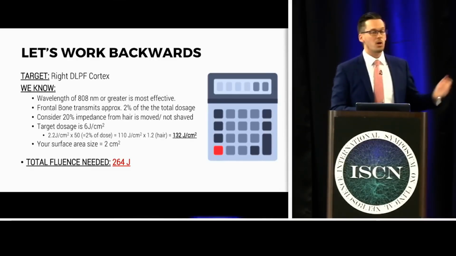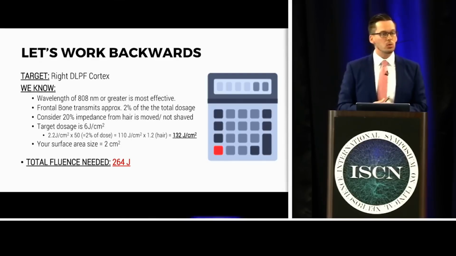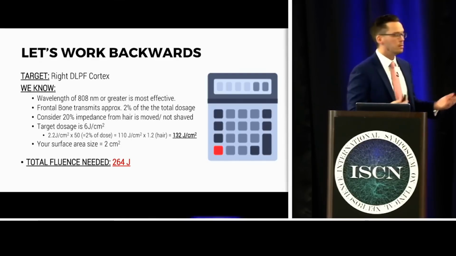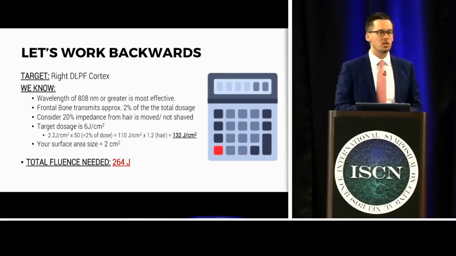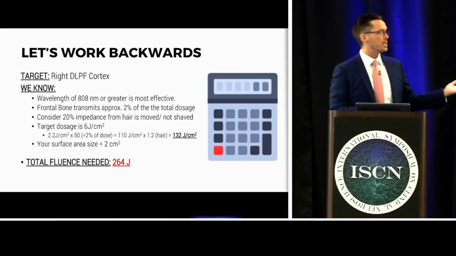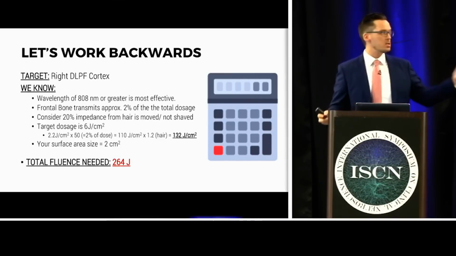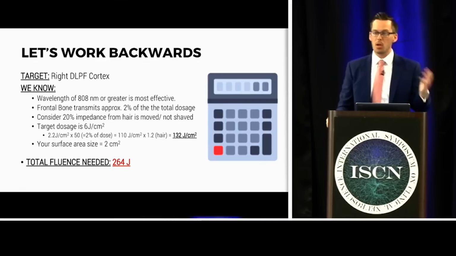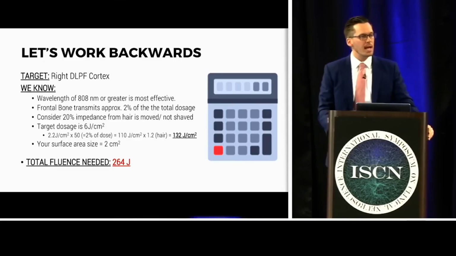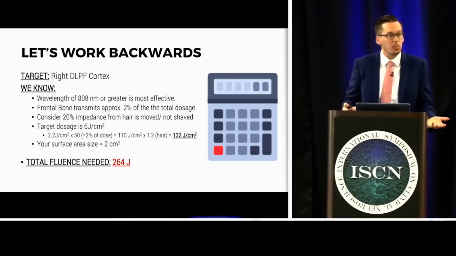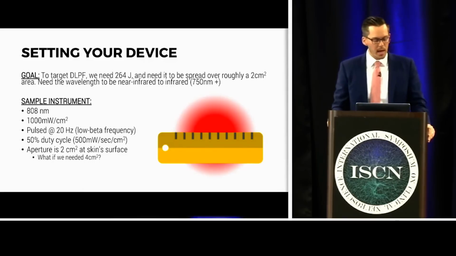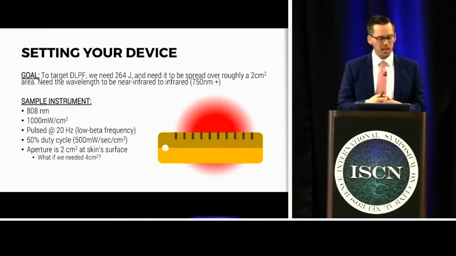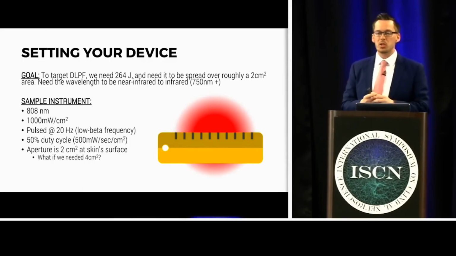Now we say our surface area that we're going to treat is 2 centimeters squared. Maybe that's how big the aperture is of your light source. So what does that mean? If the dose that we had is 132 per 1 centimeter squared and we need to treat 2, what do we need to do to our dose? I just gave you the answer, right? We've got to double it. So 264 joules, that's what we want our light source to put out. Okay, so to target the dorsolateral prefrontal cortex, we need 264 joules.